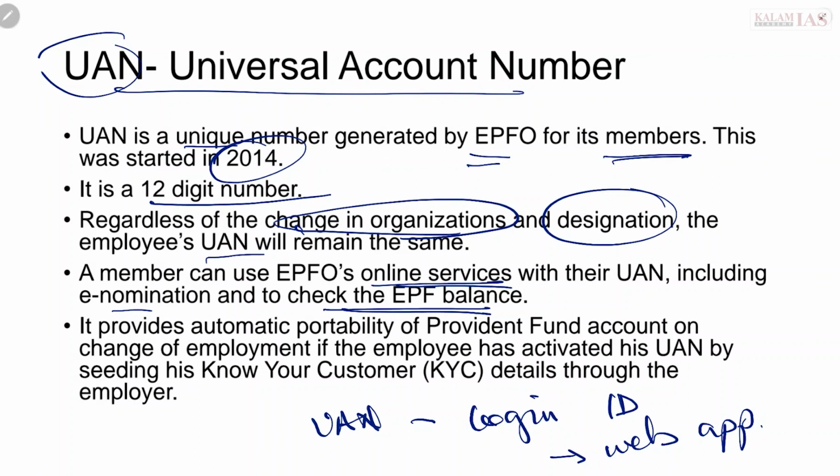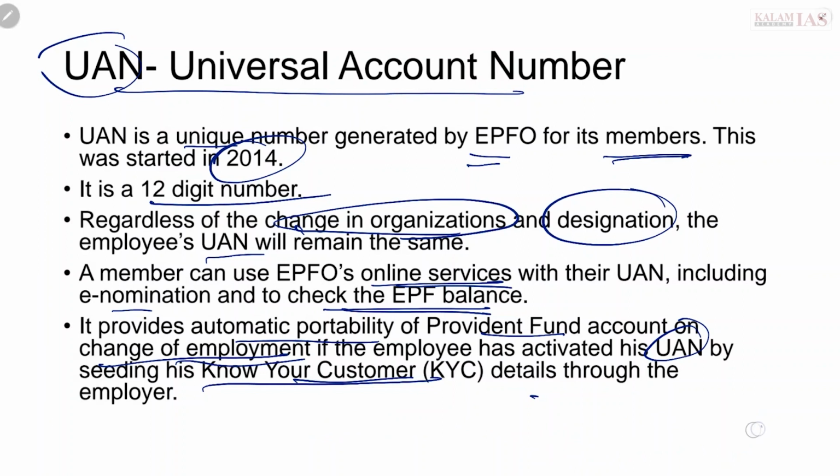Alright. The UAN provides automatic portability of Provident Fund account on change of employment if the employee has activated his UAN by seeding his KYC, know your customer details, through the employer. Okay. The employer has to provide the KYC documentation for the employee, after which the employee will receive the UAN.